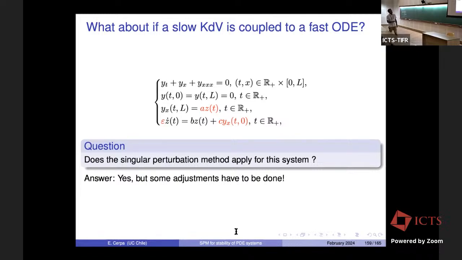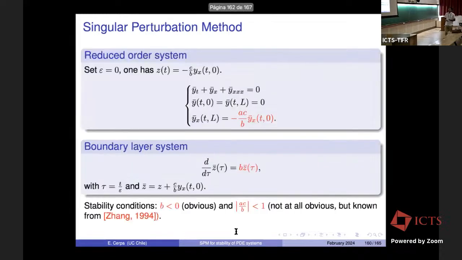Okay, and so here we have the fast ODE with the KdV equation. And here that's the singular perturbation method works. And yes, but the proof has some changes, of course, but the approach is the same.